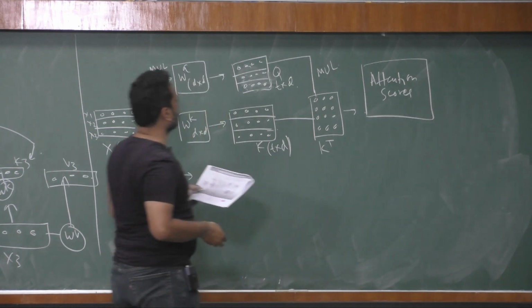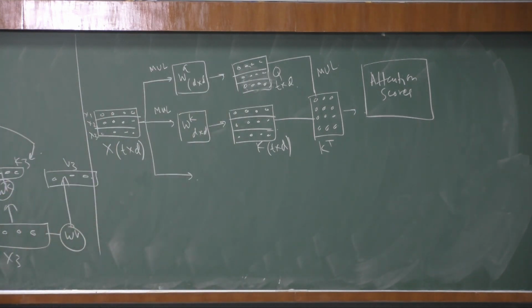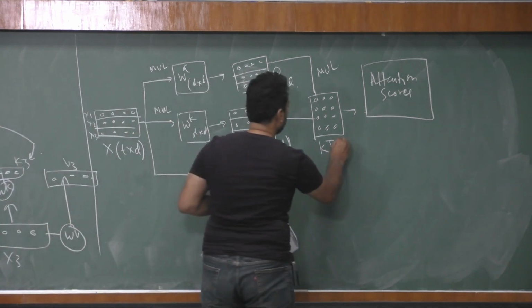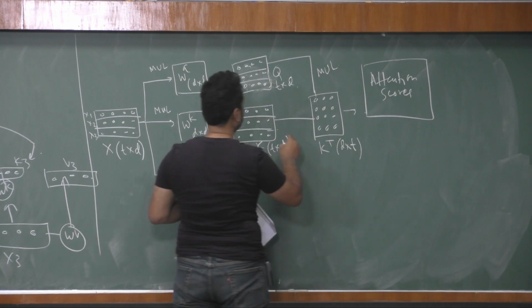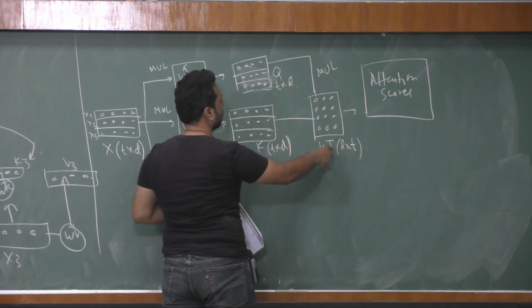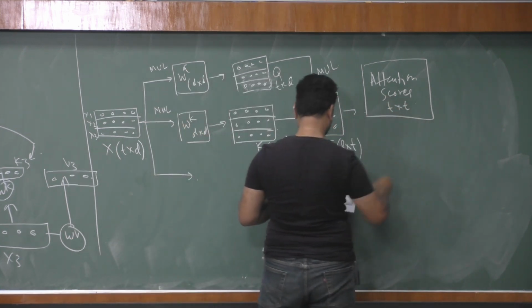So this gives me the attention score. If I calculate the attention score, K transpose will be d by t, so if I multiply t by d with d by t, then it will be a t by t matrix.